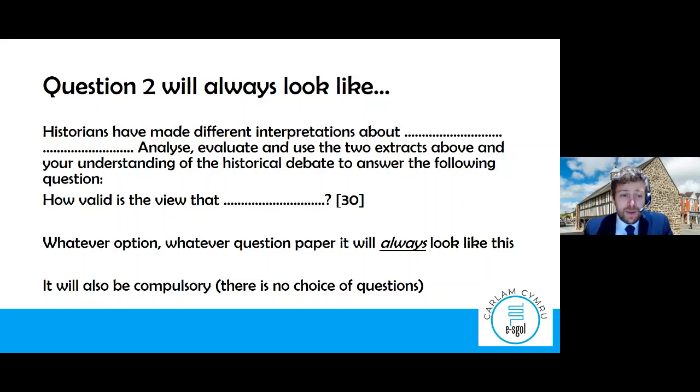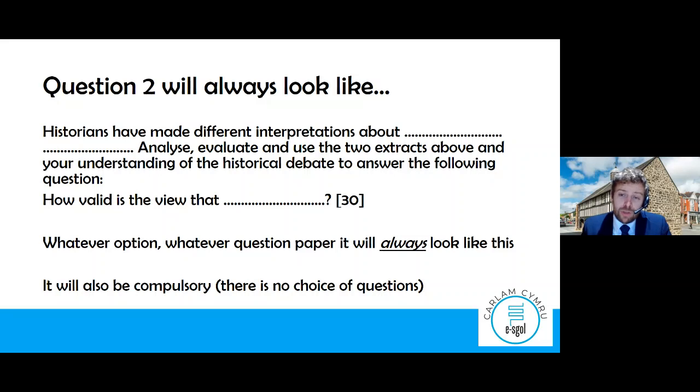It will always be phrased like this, right? Historians have made different interpretations about blank. Analyze, evaluate, and use the two extracts above and your understanding of historical debate to answer the following question. How valid is the view that blank, 30 marks? It will always look like that, no matter what option, no matter what year the question paper is.